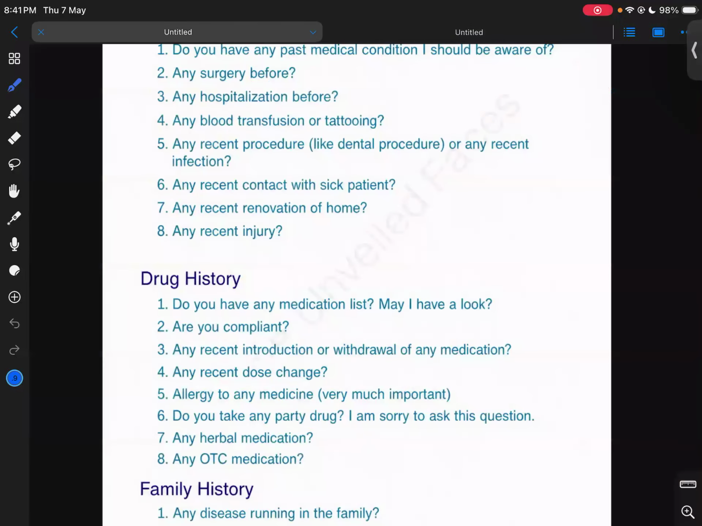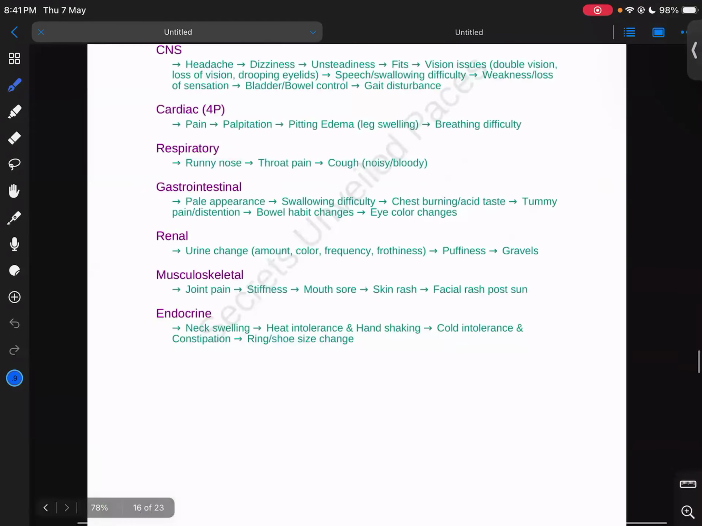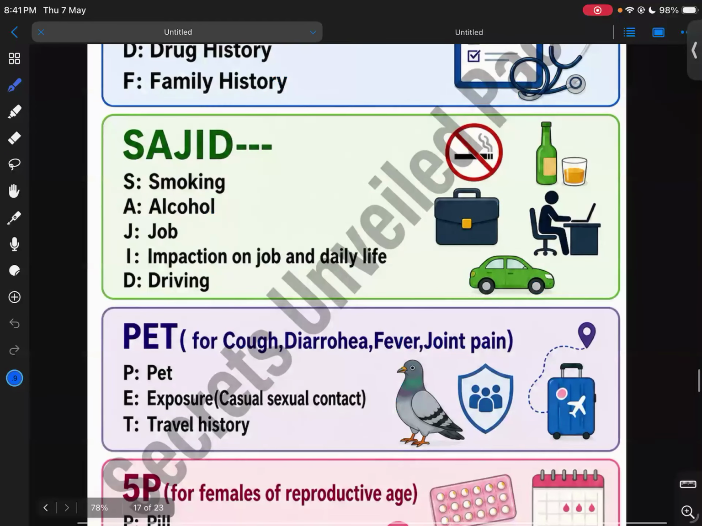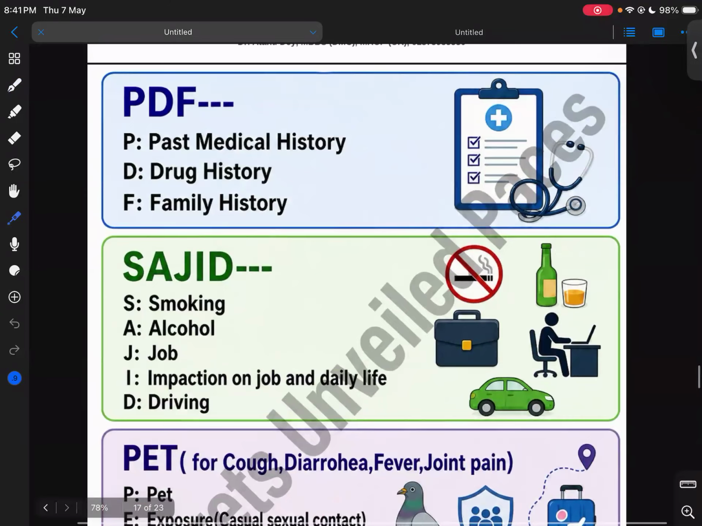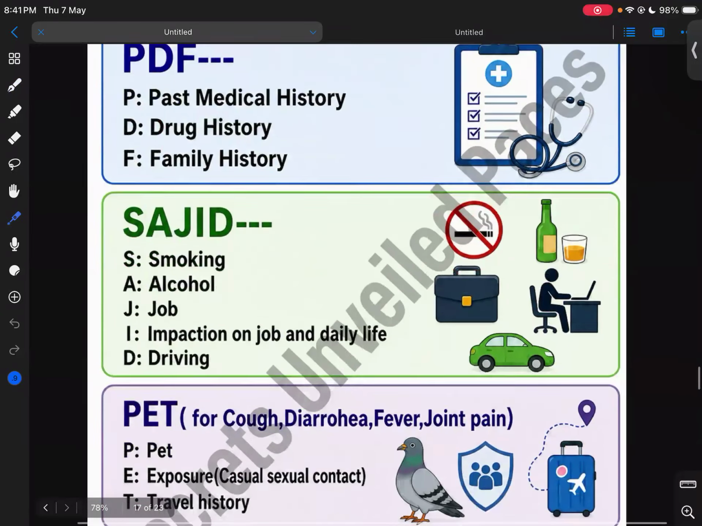And also, for the 4 prongs I discussed in yesterday's class, we have to take the PET history. It's called PET exposure and travel history. If it's a joint pain like low back pain, we have to take a travel history. You will get your diagnosis. But the PDF is a blessing for the PACES exam.